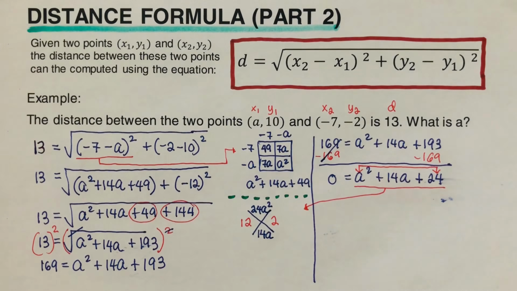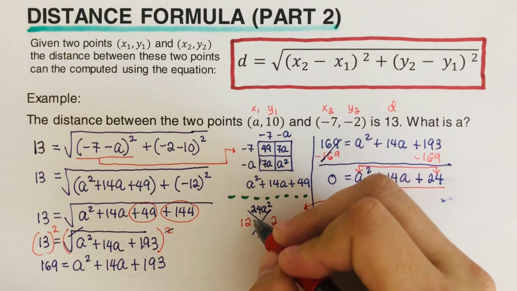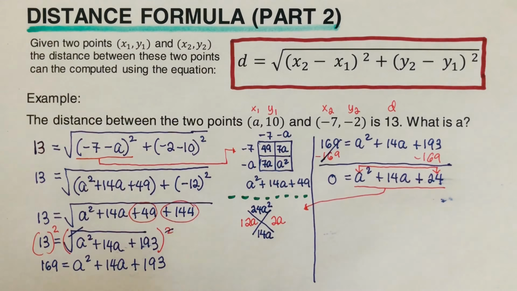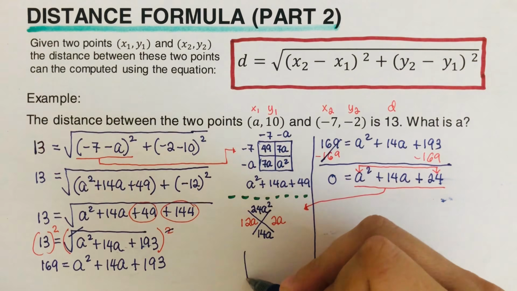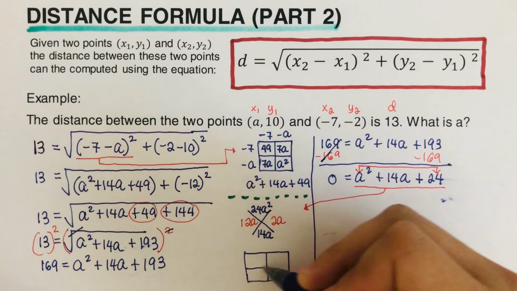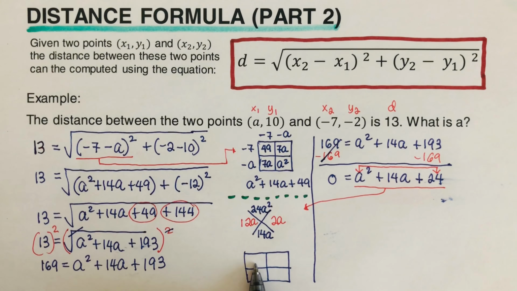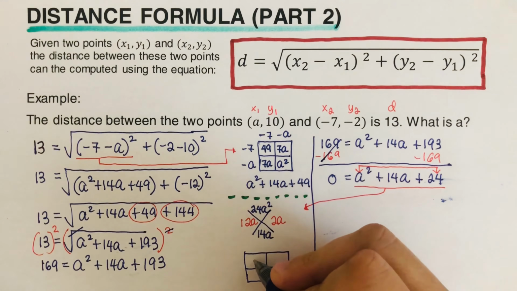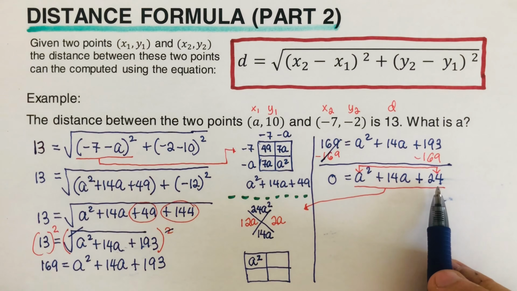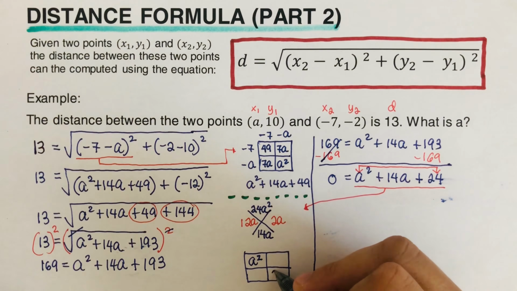So that's the value that we got. So pretty much like 12a and 2a. Okay. So the next thing that we're going to do is to draw the box. So the box is going to look like this. So first we write the a squared here. That's the first term, a squared. And then we write the last term, which is 24.